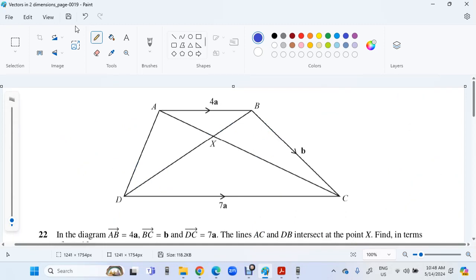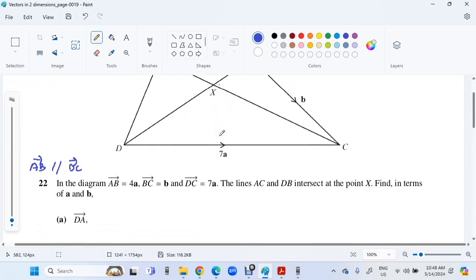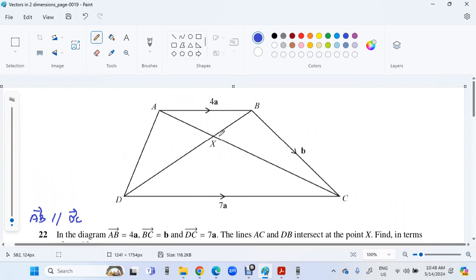Question number 22. In the diagram, vector AB is 4a. Vector BC is b. And DC is 7a. So from here, we know that AB is parallel to DC. Okay, they are parallel. And AC and BD intersect at X.